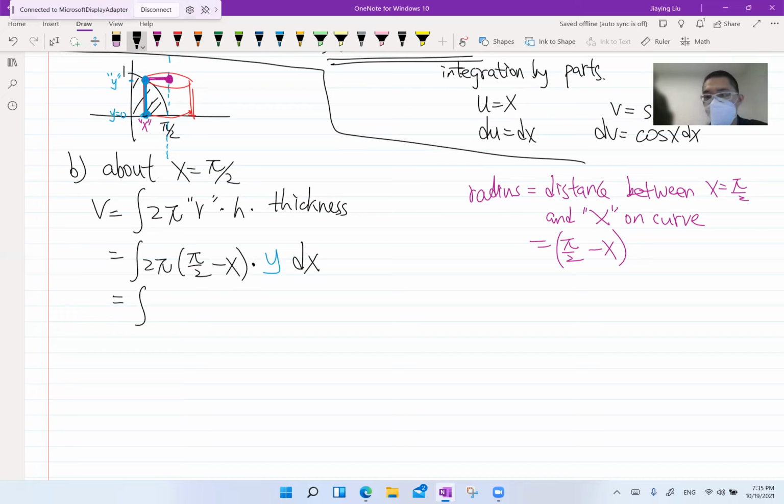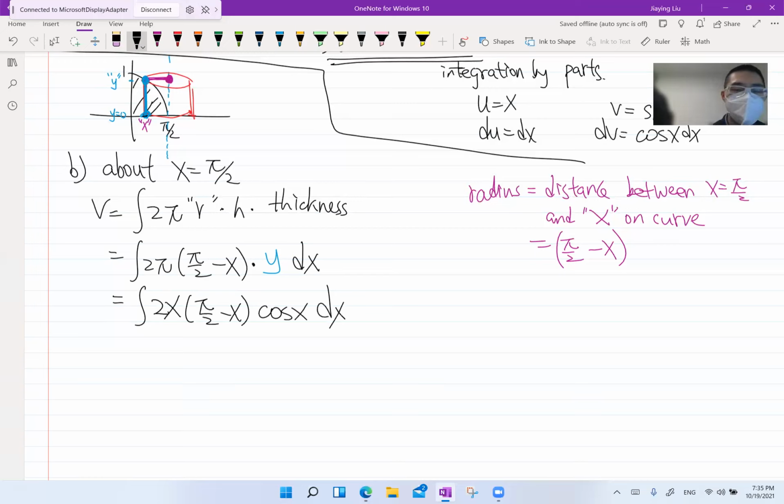Exactly right. So Andrew, that's correct. The height, the y. Here, when I say y or x, I'm talking about that point on the curve, right? On the given curve, y equals cosine x. So y is cosine x. Good point. So 2 pi times pi over 2 minus x, and then cosine x, substituting for the y dx. Good point. It's the height.